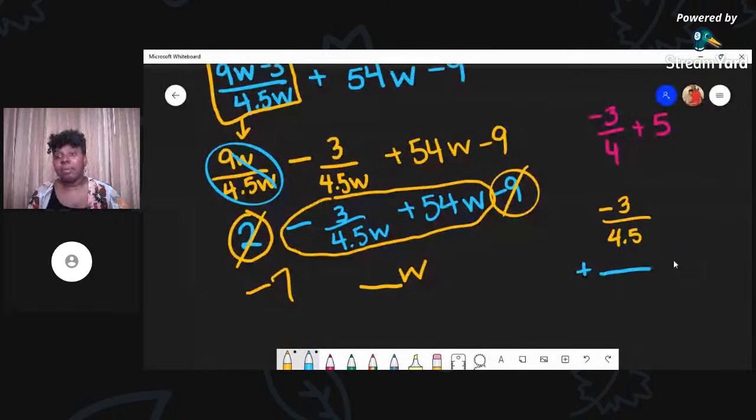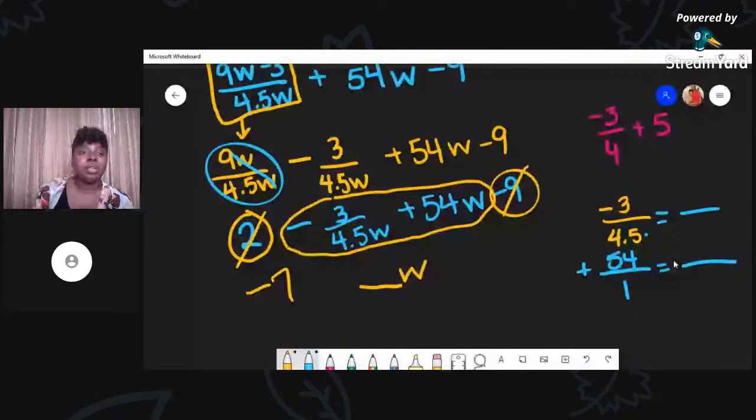So right now we have 54 over 1, or just 54, right? What can I multiply by so that I don't have this ugly decimal here? 10? You can multiply by 10, or what did we see before? 4.5 times what gave me 9? 2. So we could just multiply by 2 to help us get rid of a little bit of that ugliness.